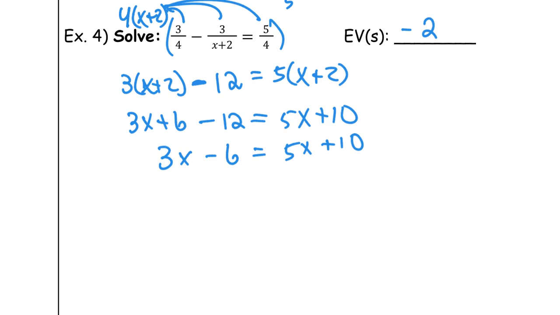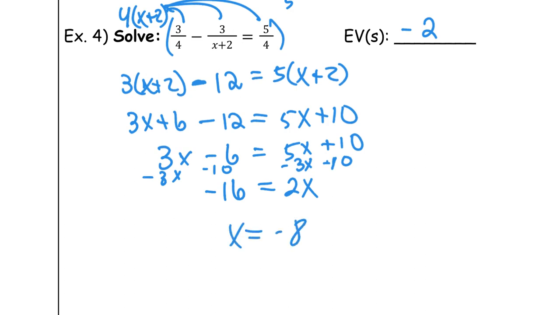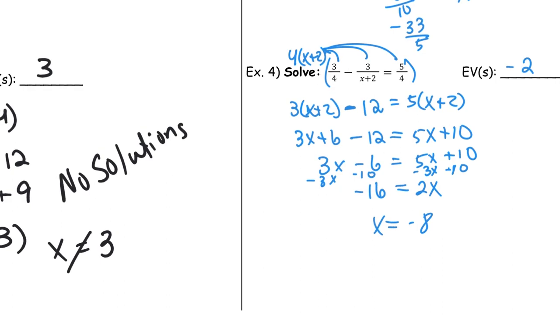I would probably subtract the smaller x. So I would subtract 3x, which would give me 2x over here. And then I'd subtract the 10, which would give me negative 16. So I subtracted the 3, and I subtracted the 10. x equals negative 8. Can x equal negative 8? Yes. Once again, we could plug this in our calculator to make sure we got it right. Questions, problems with that? Y'all good?